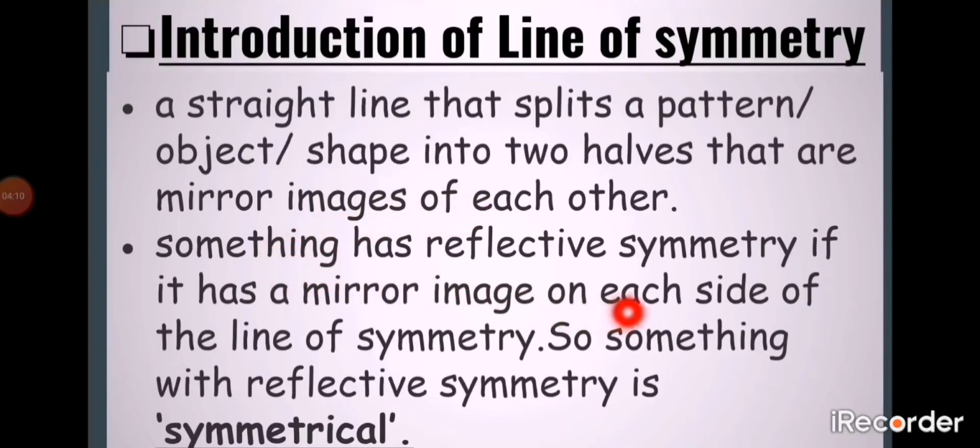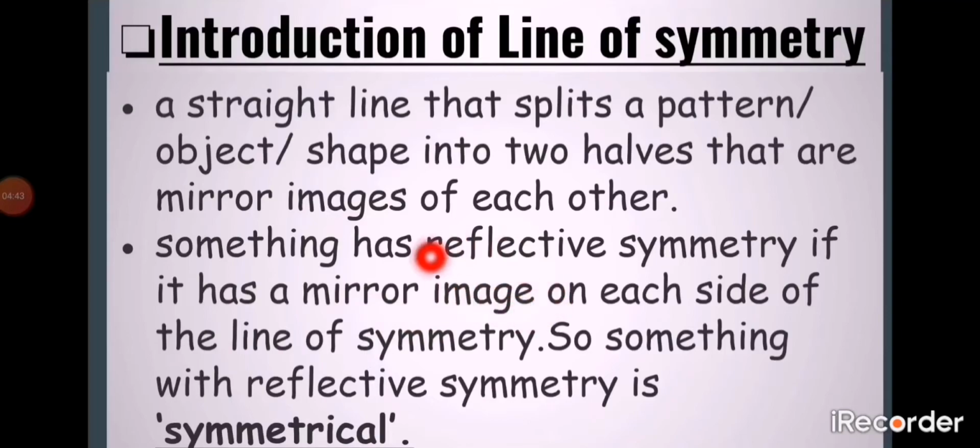Something has reflective symmetry if it has a mirror image on each side of the line of symmetry. So something with reflective symmetry is symmetrical. So when you put a mirror on a line of symmetry between 2 halves, you can see both images are same. This means the mirror image on each side of the line of symmetry is same. So we can say it's a reflective symmetry. We can see the reflection of the symmetrical part, and we call it symmetrical. So this is the introduction of line of symmetry.